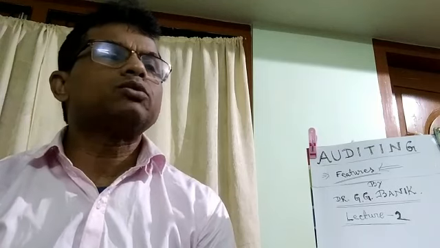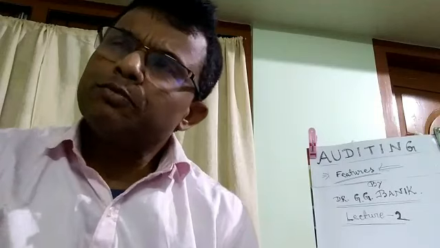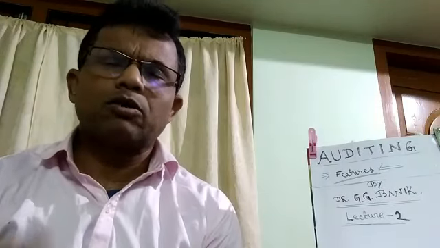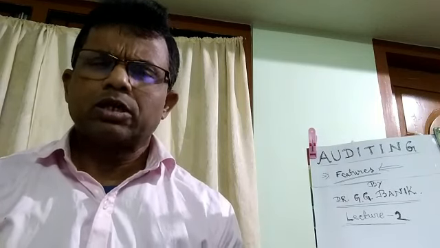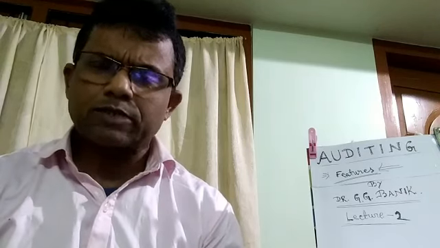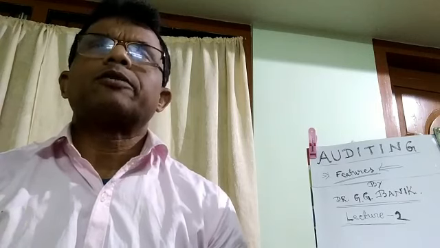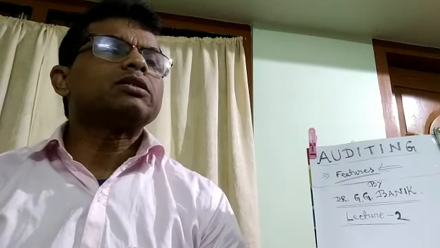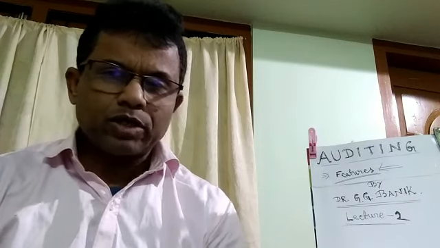So before that, he has to get himself satisfied first, because ultimately in the report the auditor gives the information and opinion. The most important thing is that after checking all these transactions, the balance sheet, the statement of profit and loss account, and the internal control and internal check systems, ultimately the auditor has to express his opinion. What opinion? That everything is true and fair or not. It may be true and fair, or not.